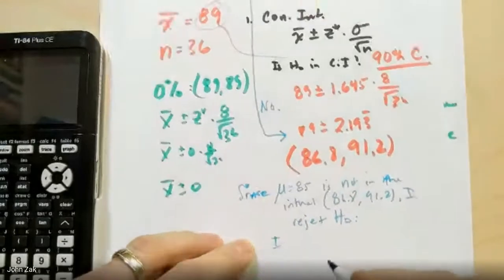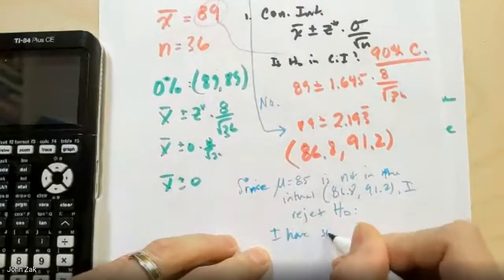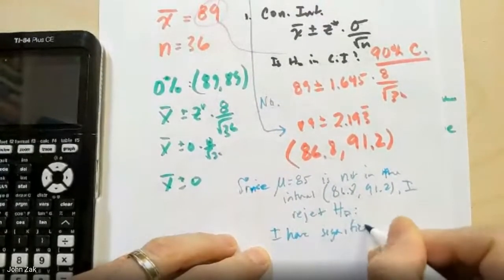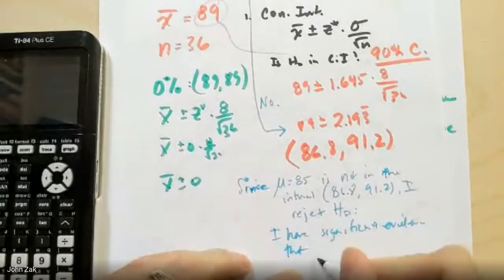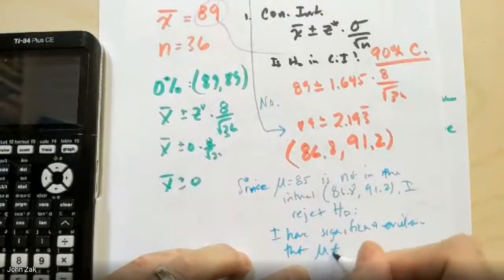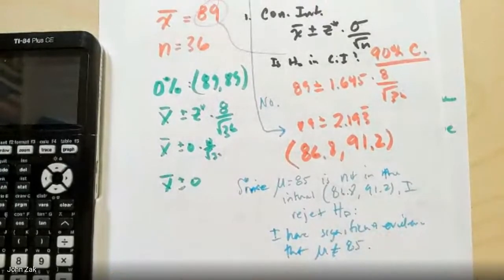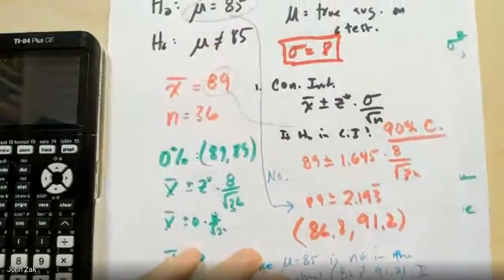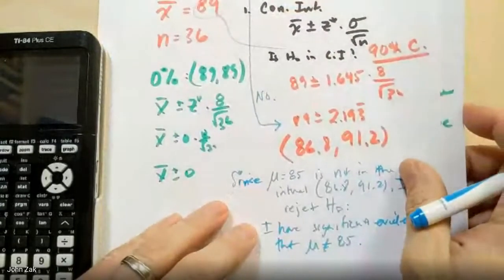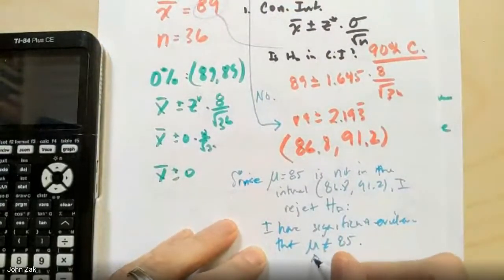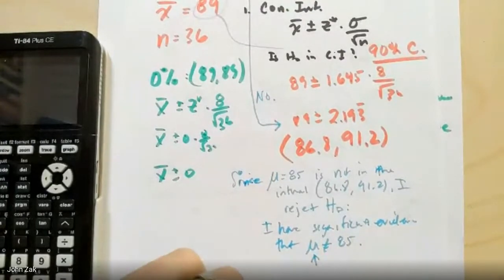I would say I have significant evidence that mu is not equal to 85. Right? In this case, and you know what, I could even put this in words. Remember, mu, I said, was the true average on a test. And so, in fact, I could say, in place of that, let me use a different color.